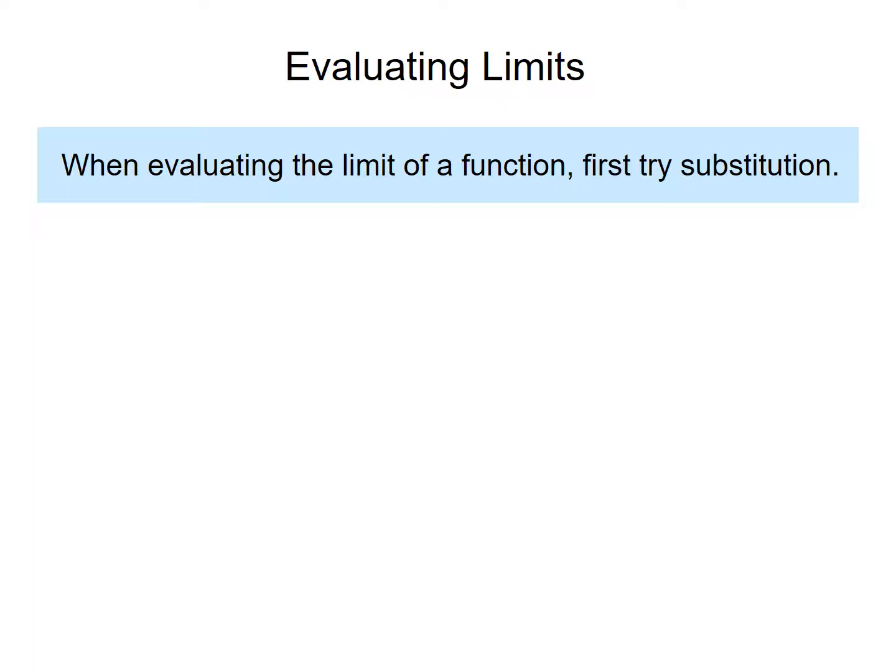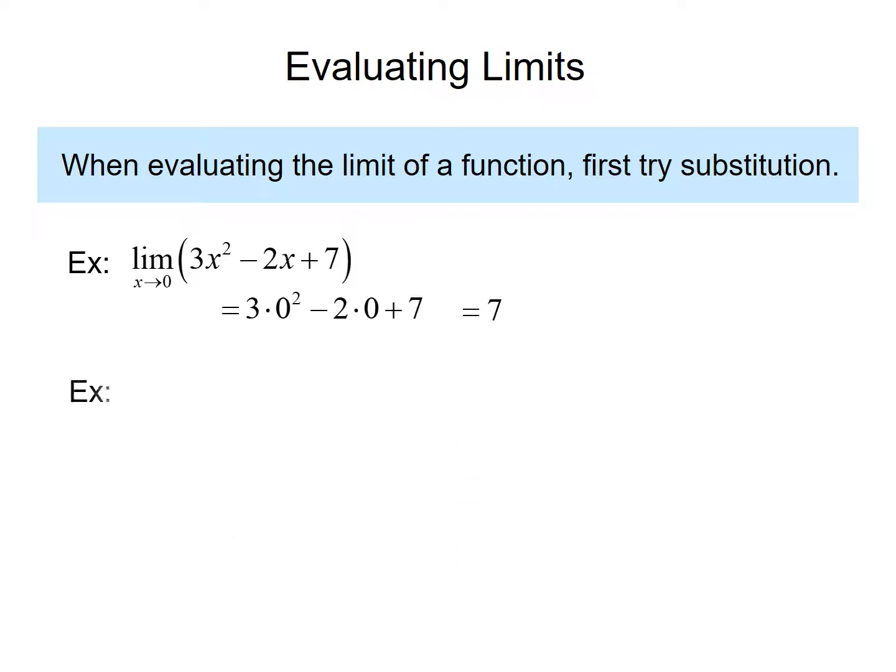Okay, we're going to look at how we can try to evaluate limits. First thing to try is just substitution. Plug in the number. If we know the behavior of many types of functions, polynomials, trig functions, if your function is continuous, you can just try substituting the number in. So here's a polynomial. We know polynomials are continuous. Plug in x equals 0, and we get 7, so the limit is 7.